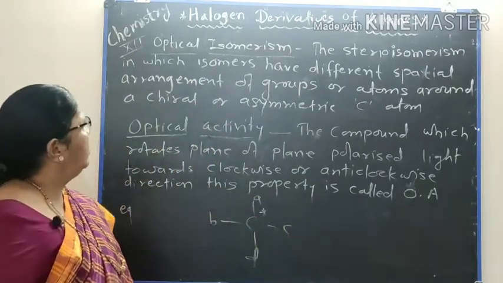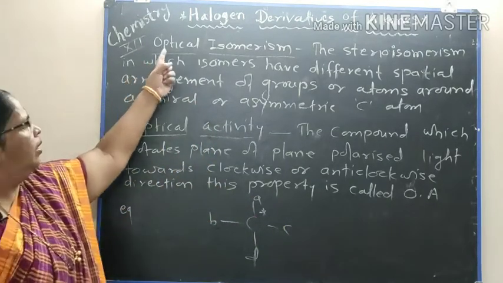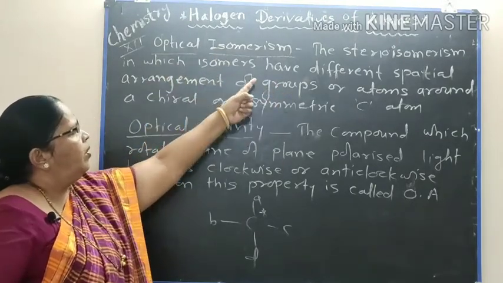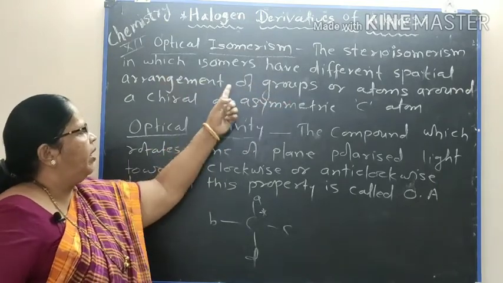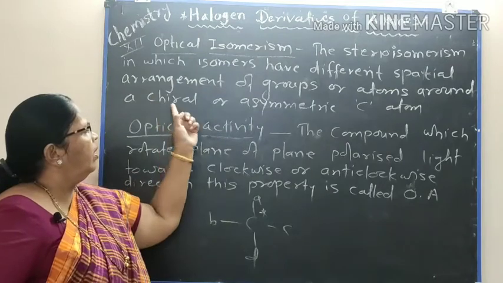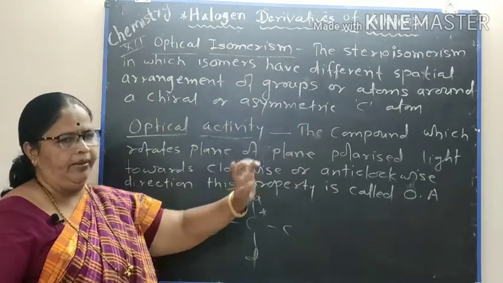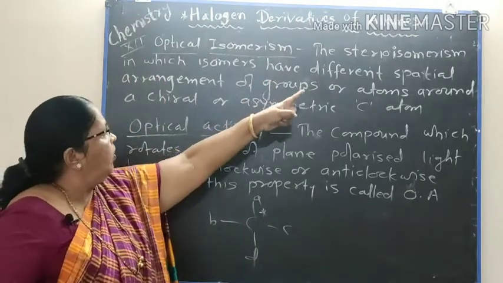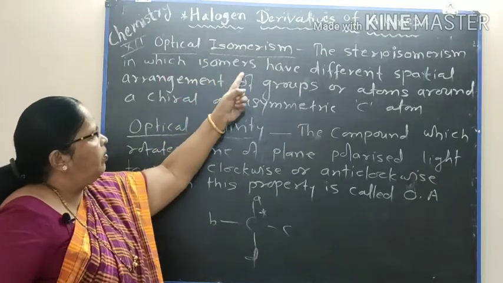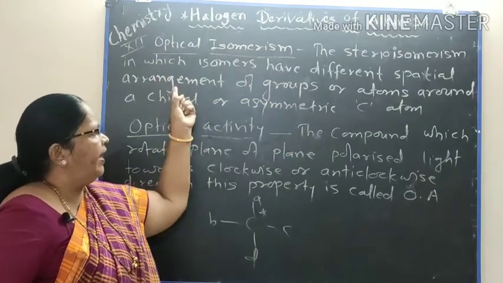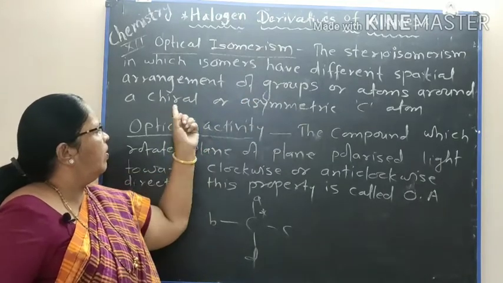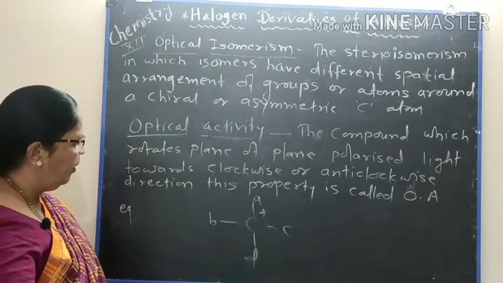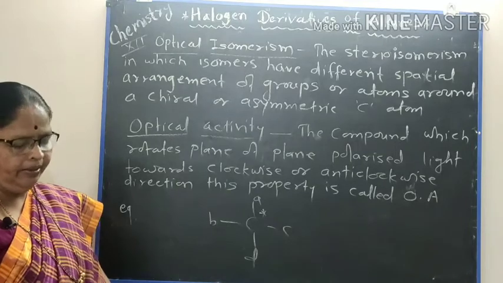Now we will see what is meant by optical isomerism. Optical isomerism is the stereoisomerism in which isomers have different spatial arrangement of groups or atoms around a chiral or asymmetric carbon atom. We will see what is meant by the asymmetric carbon atom.